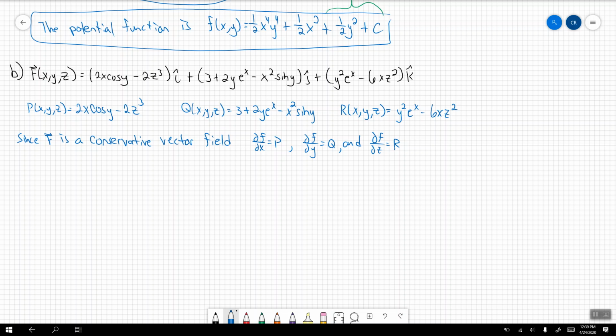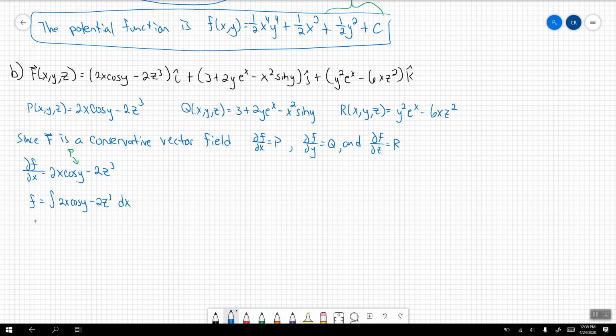Now, if that's the case, then my partial derivative of my potential function with respect to x is going to be equal to this piece here, which is P. So it's going to be 2x times cosine of y minus 2z cubed. Again, this was P that I have here. Awesome. So I'm going to go ahead and take the integral of both sides with respect to x. This is going to get me that my potential function is now equal to the integral of 2x times cosine of y minus 2z cubed, with respect to dx.